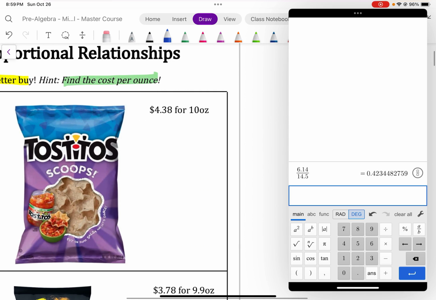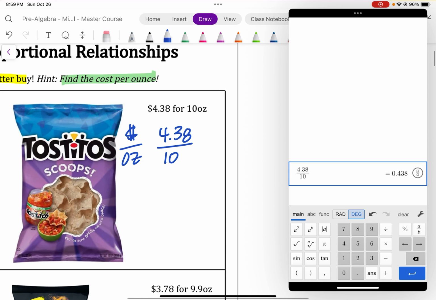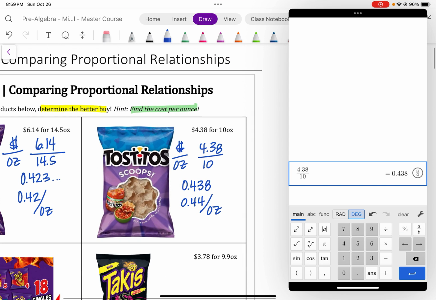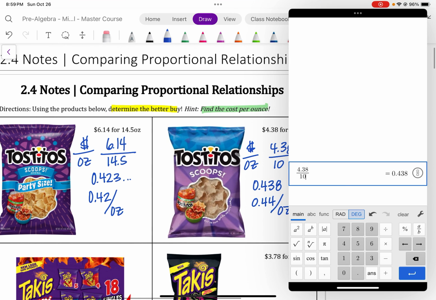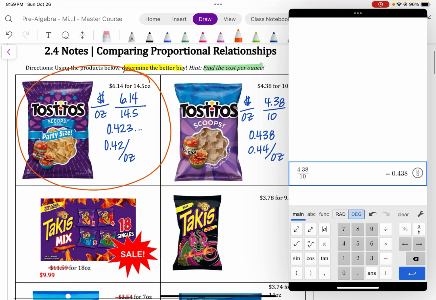And this bag is a different size, different price. So we're going to find the price per ounce. So $4.38 over 10. This is 0.438, so that's about 44 cents per ounce. So the one that is cheaper is the one that costs less, or the better buy. So that one is cheaper.